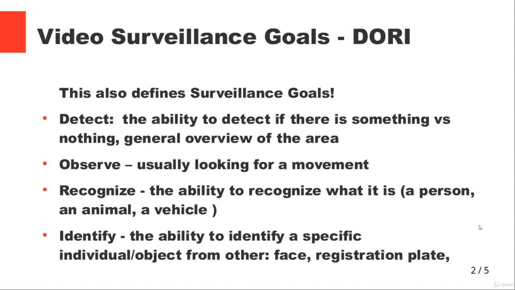And then the highest level is identify, and this gives you the ability to get a very specific identification. So you can see the face, and that face will take a big part of the picture. You can easily recognize who that is if you have some pictures of that person, or you have, for instance, a picture of a registration plate, which is usually taken by an ANPR camera.